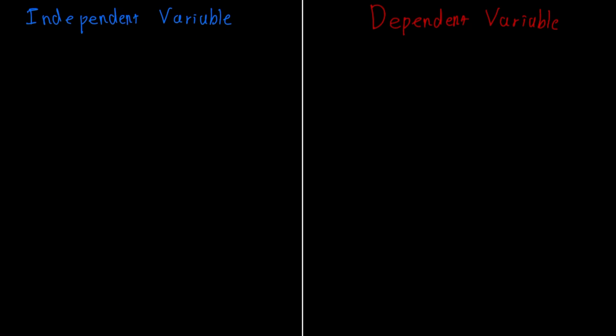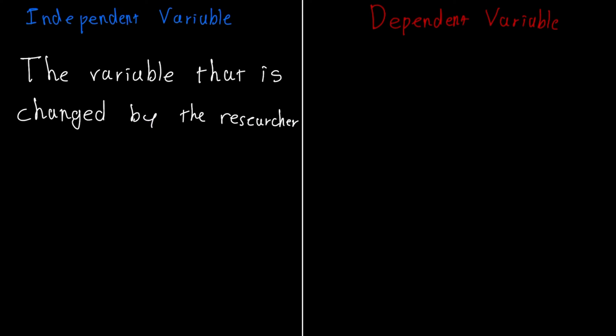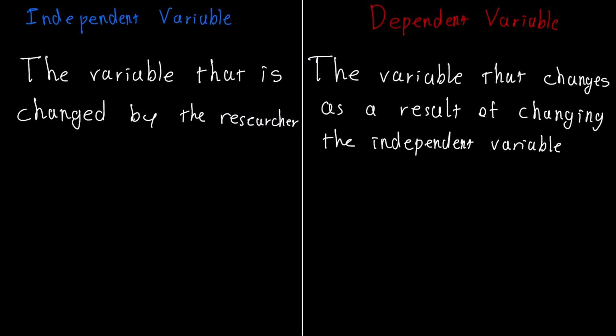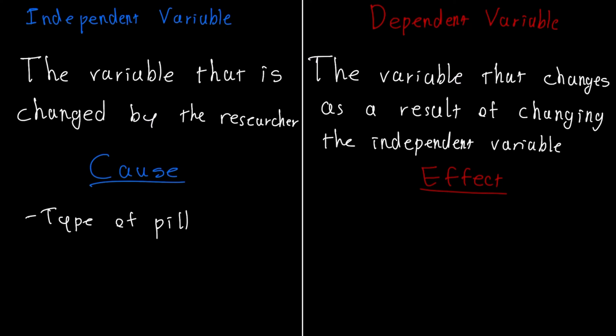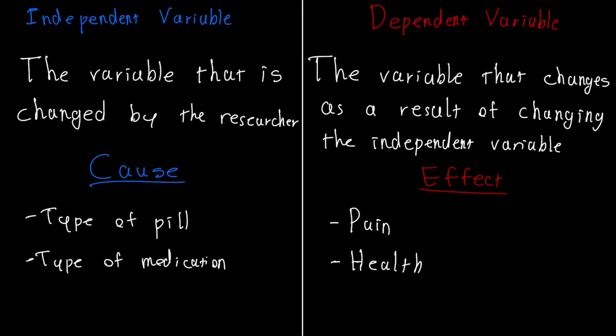Now, what is the difference between independent and dependent variables? So an independent variable is the variable that is changed by the researcher, and then the dependent variable is the one that changes as a result of changing the independent variable. So let's look at a few examples. So the independent variable is kind of the cause, the dependent variable is the effect. And so cause could be the type of pill that a patient takes or type of medication. Then the effect is the pain they feel or their health.